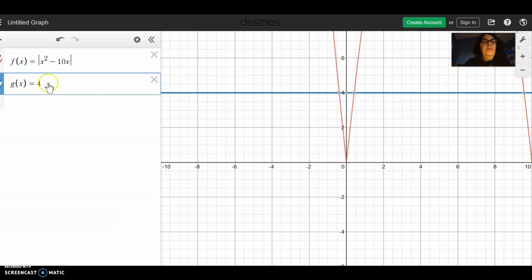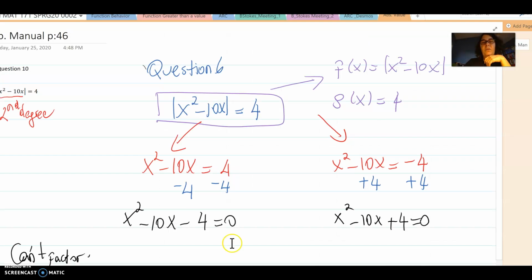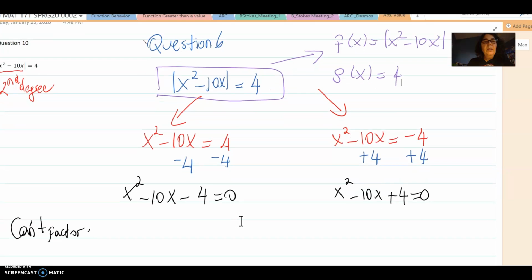So if you go to Desmos and enter one function, f of x in absolute value is equal to x squared minus 10x. This is the absolute value v. And g of x is equal to 4. As you see, they cut each other at negative 3.85 and negative 4.17. So we can obtain these numbers using the quadratic formula. But at this point, graphical solution rather than algebraic solution will be okay for test 1.